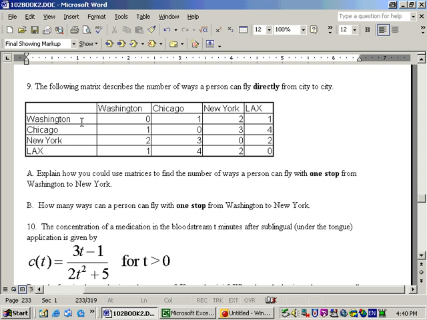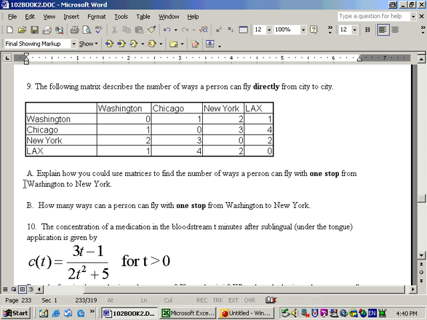Okay, this is problem 9 off the practice test, and this matrix describes the number of ways a person can fly city to city directly. It says explain how you could use matrices to find out the number of ways you can fly with one stop from city to city. Square this matrix is what you'll need to do.